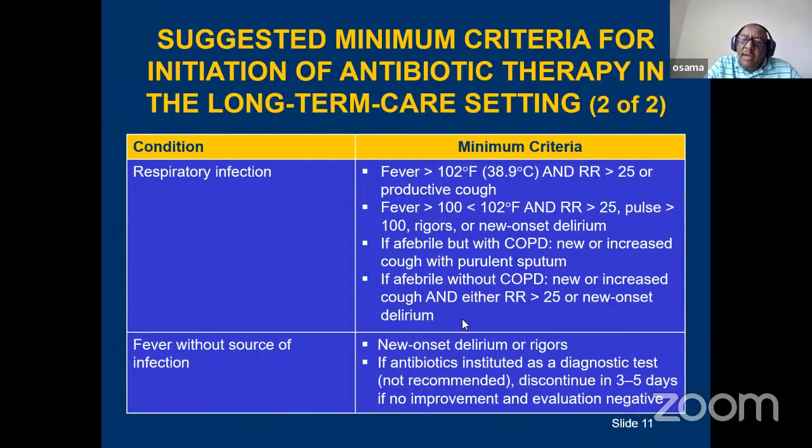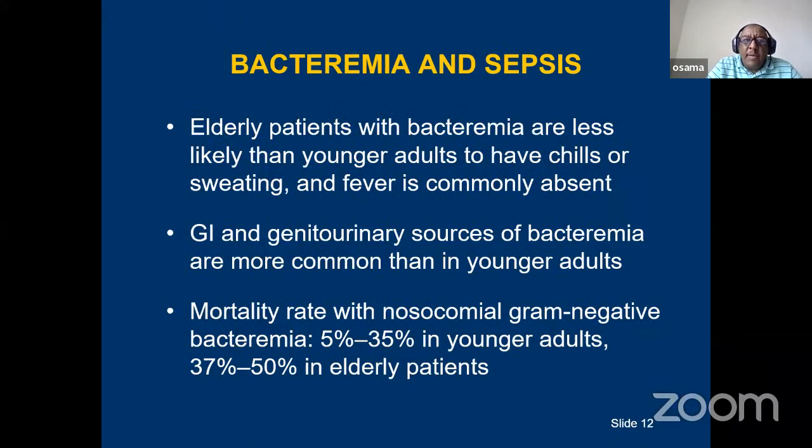If no improvement and evaluation negative, consider bacteremia and sepsis. Elderly patients with bacteremia are less likely than younger adults to have chills or sweating, and fever is commonly absent. GI and genitourinary sources of bacteremia are more common than in young adults. Mortality rate with nosocomial gram-negative bacteremia is 5% to 35% in younger adults, and 37% to 50% in older patients. So mortality is most commonly due to gram-negative bacteremia.